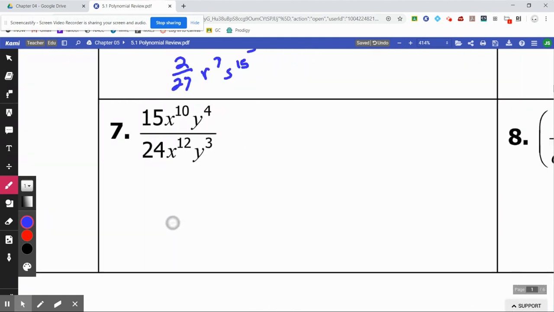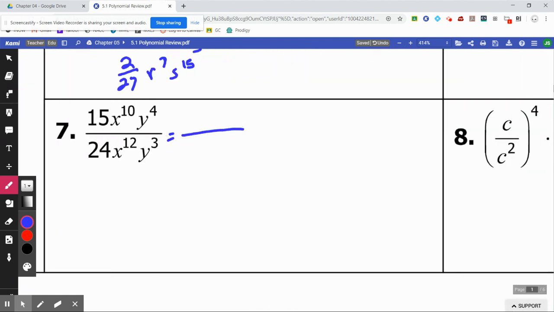Number 7. Fraction bar. 15 over 24. 15 divided by 24 is going to give you a decimal. So instead of dividing it, we're going to reduce it. Divide by 3 and divide by 3. Gives you 5 and an 8.